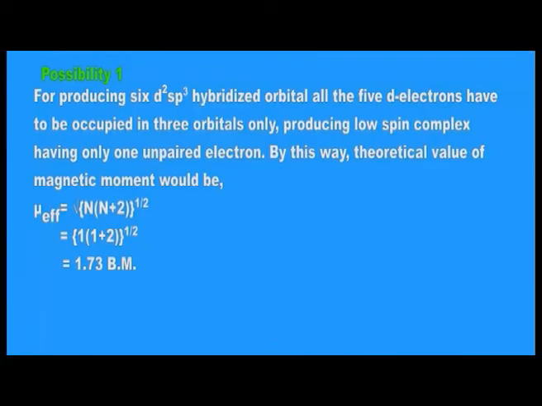For producing 6 d2sp3 hybridized orbitals, all the 5 d electrons have to be occupied in 3 orbitals only, producing a low spin complex having only one unpaired electron. In this way, the theoretical value of magnetic moment would be mu effective equal to root under n into n plus 2 Bohr magneton, equal to root under 1 into 1 plus 2, that is 1.73 Bohr magneton. This value doesn't match with our experimental value of magnetic moment.